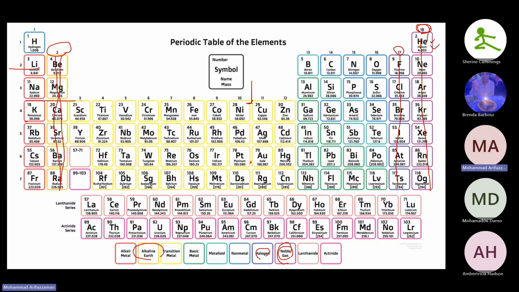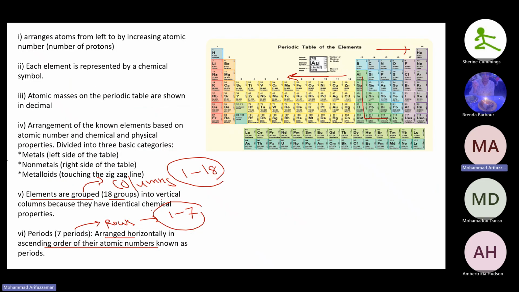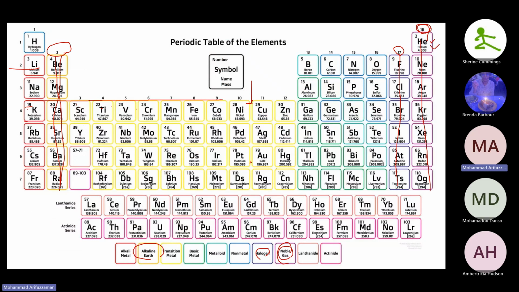If you look at the group, it's plotted to increase the atomic number, like potassium atomic number 19, then 20, 21, 22. So the groups are organized by increasing atomic number, and the columns according to their physical properties. The group have identical chemical properties, and the periods or rows are arranged horizontally in ascending order according to the atomic number. So you can see the atomic number increases as you go from left to right.